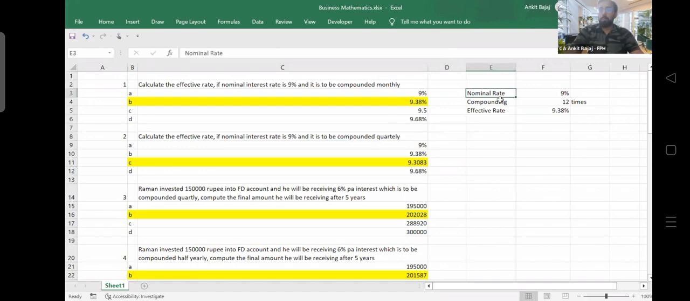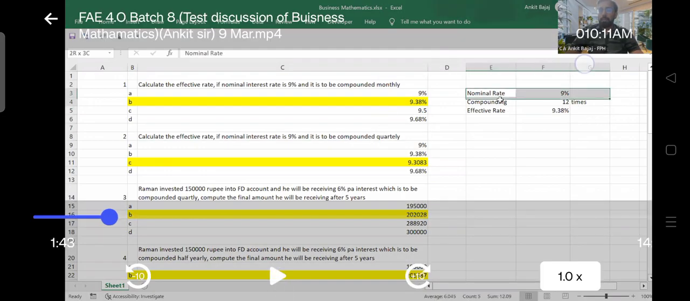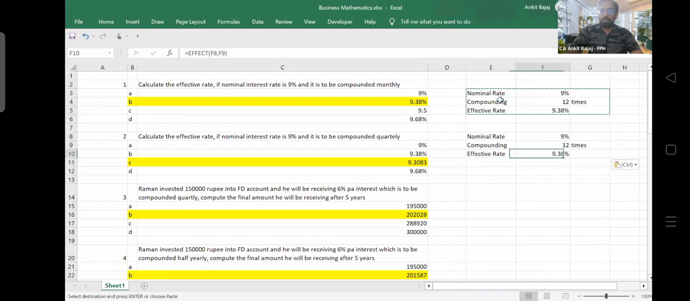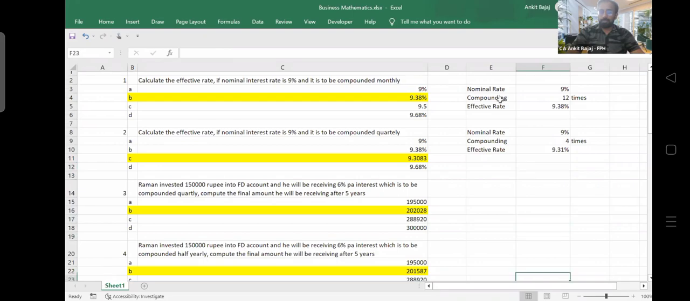If you see, the next question is calculate the effective rate if the nominal rate is 9% and compounding is to be done quarterly, right? So 4 times compounding will take place in a year. And what is going to be the formula? Formula is going to be effect, open up the bracket, 9%, then 4 compounding you have to select, that is number of period, and the answer is going to be 9.31%, right?